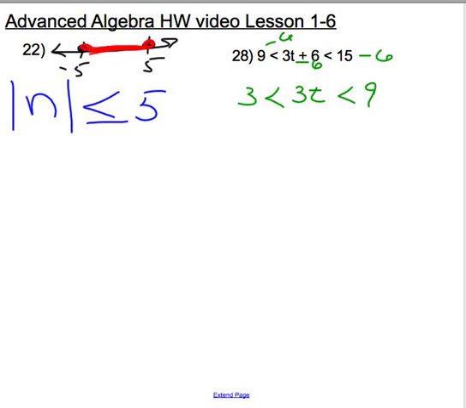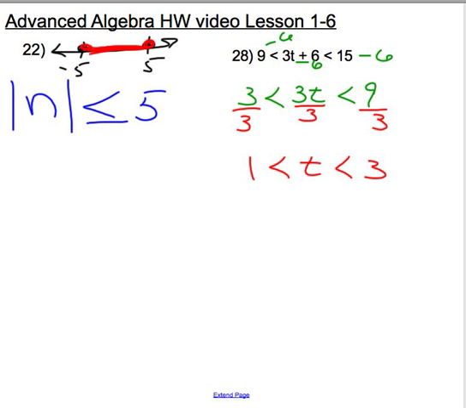Now, I don't want to know what 3t is, I just want to know what t is. So how do I get rid of 3t? I divide by 3. But again, I divide everything by 3. So now, instead of 3, I have 1. Instead of 3t, I have 1t, and 9 divided by 3 is 3. So now I have figured out what t is. T is between 1 and 3.